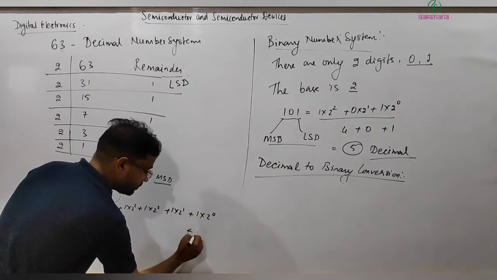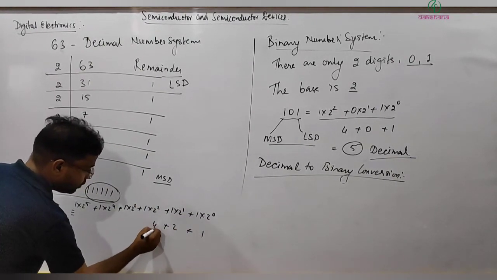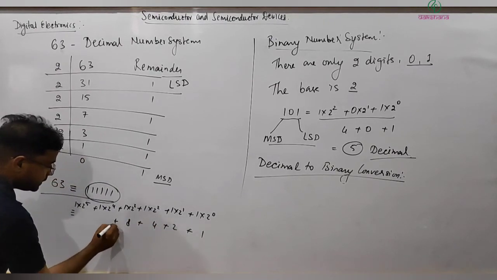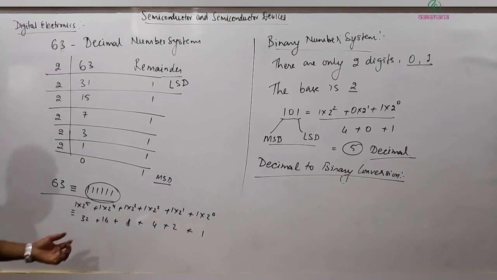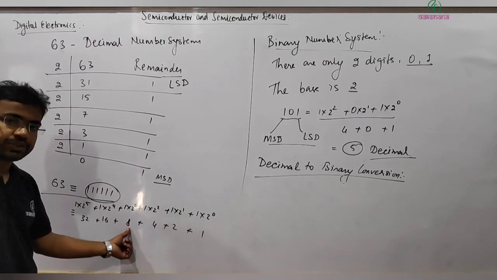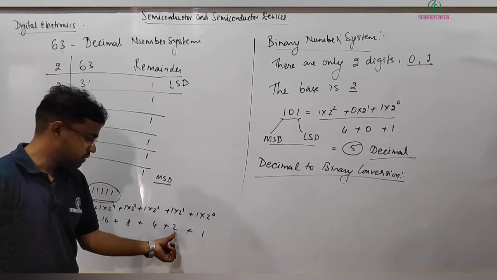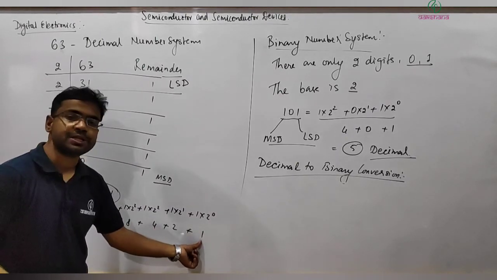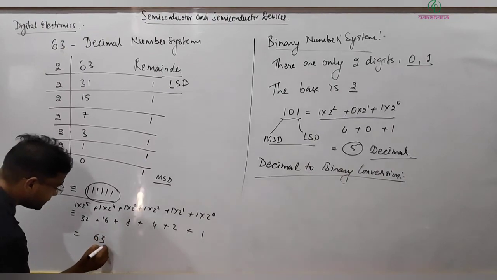Now what will it be? 1, this will be 2, 4, 8, 16 and 32. Right? 32 plus 16, how much is it? 48. 48 plus 8 is 56, plus 4 is 60, plus 2 is 62, plus 1 is 63, and that's exactly what we are getting. So this is coming out to be 63.